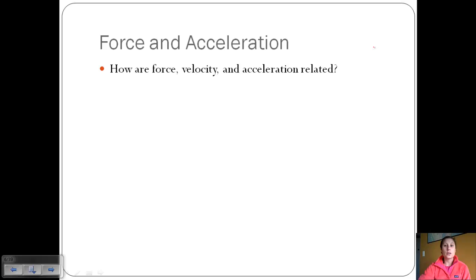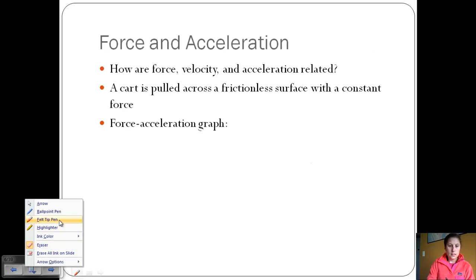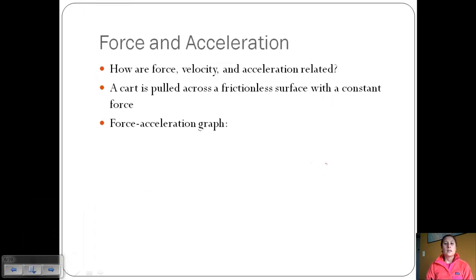Okay, so let's talk about how force and acceleration are related. Let's say that we have a cart being pulled across a frictionless surface with a constant force. So right now we're going to ignore any sort of resistance. If we look at a force acceleration graph, here's our force, here's our acceleration. We're pulling it across a frictionless surface, meaning nothing is acting on it in the other direction. And so our acceleration is going to increase.